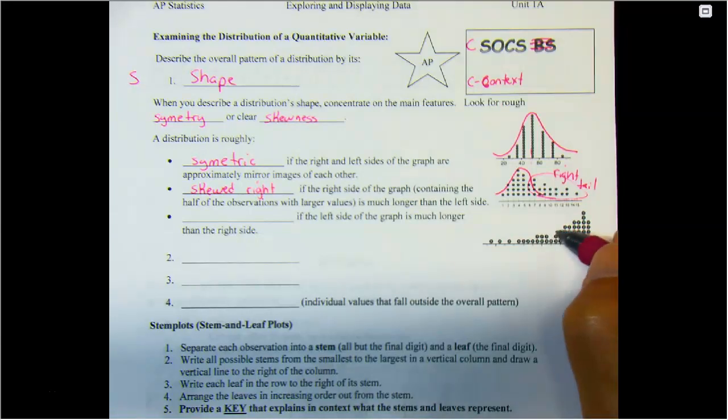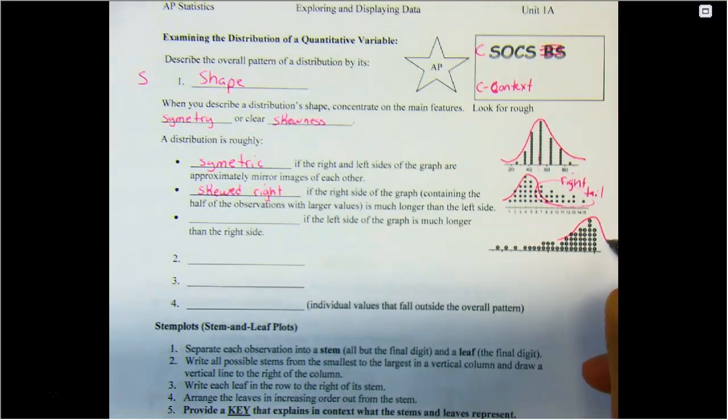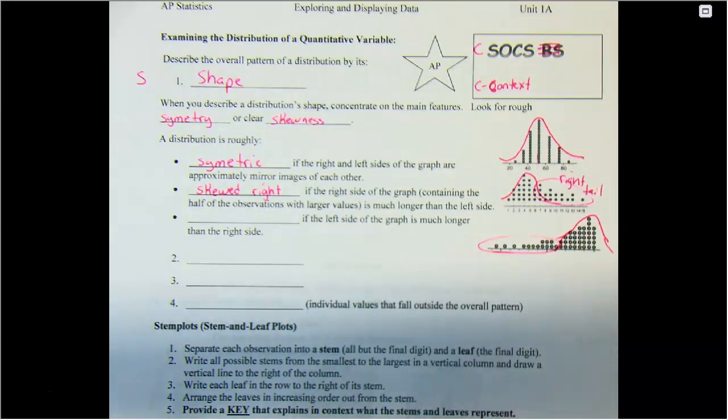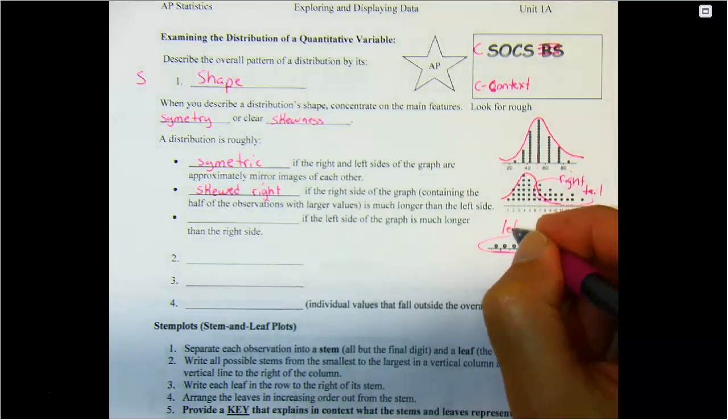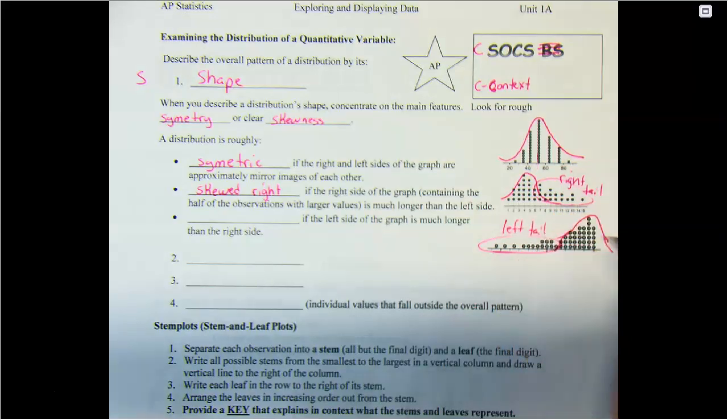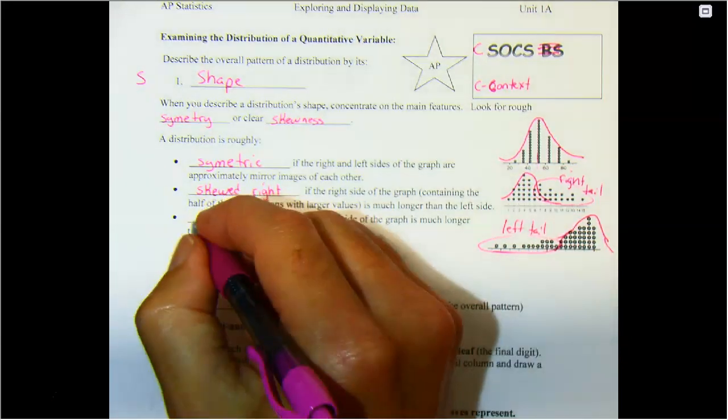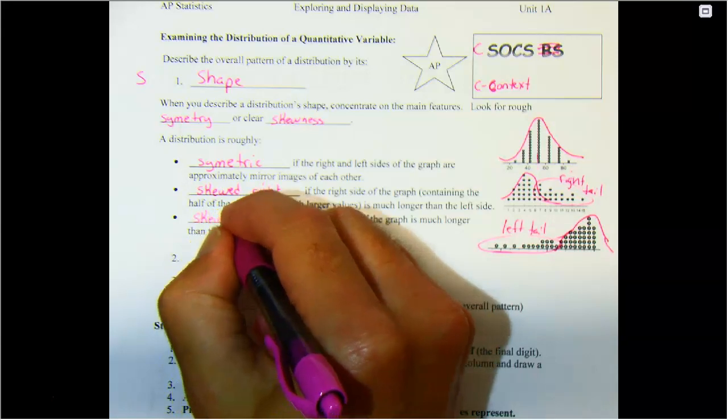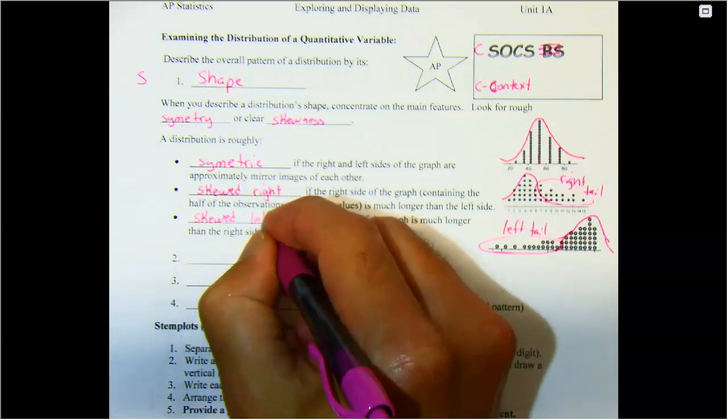If again I drew my normal curve, there's what the curve looks like. It stopped there, it stopped there. I have extra information here. This is going to be a left tail. So that means this particular distribution would be skewed left.